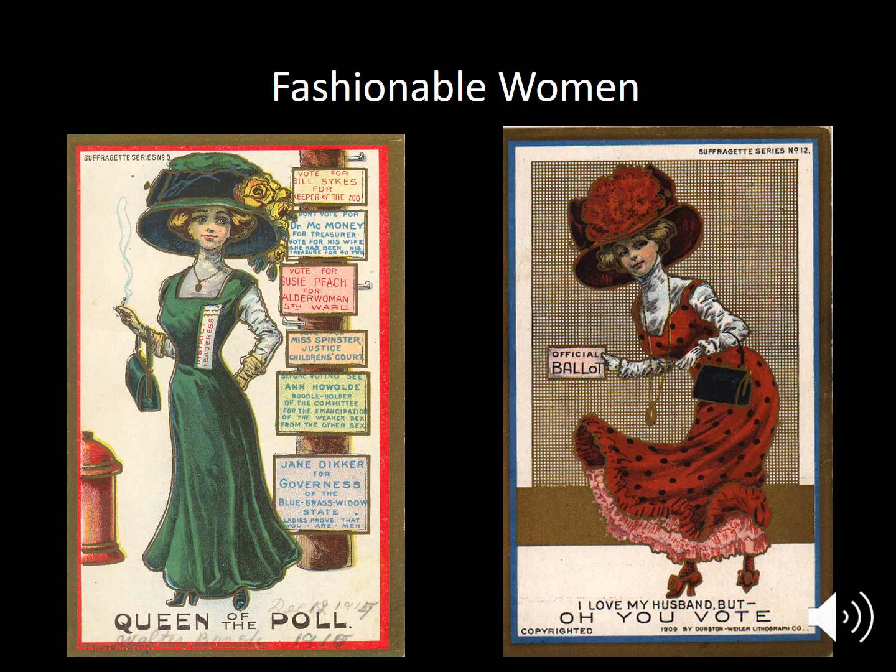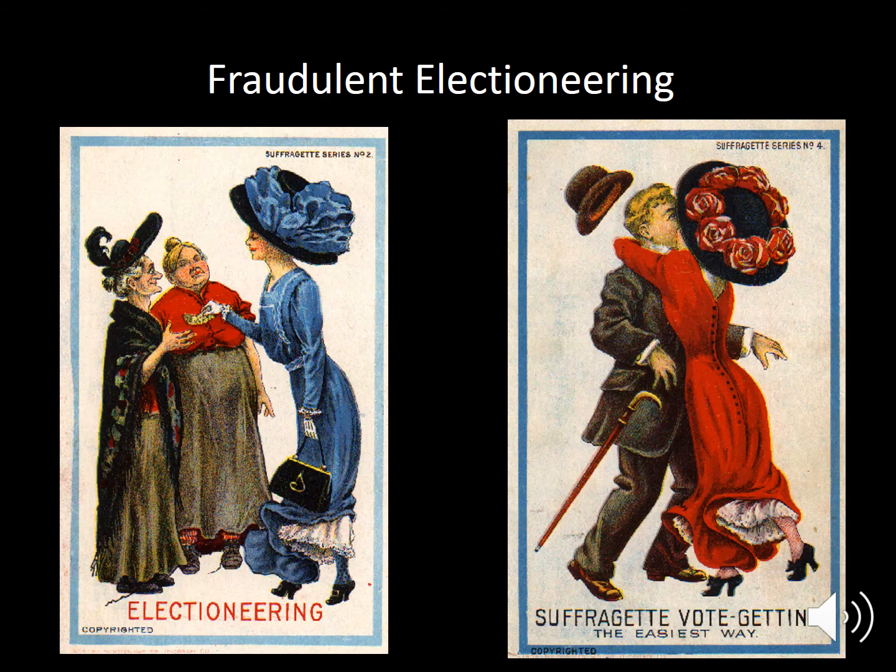Two postcards show fashionably dressed white women, one declaring that her love for the vote was more than her love for her husband, and the other a cigarette-smoking queen of the poll. Two other images depict white women fraudulently electioneering, either by bribing older women with money or men with kisses.